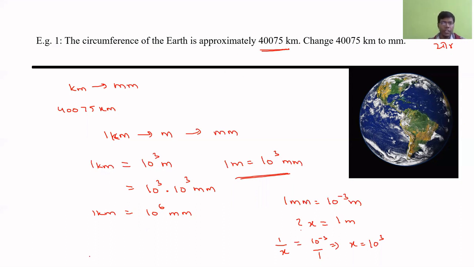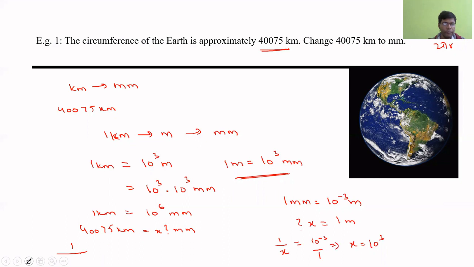Now we have to convert 40075 kilometers into how many millimeters. So again, let it be x. You can take x, y, whatever variable. So this will be 1 by 4.